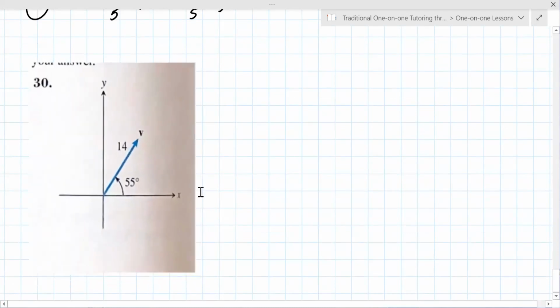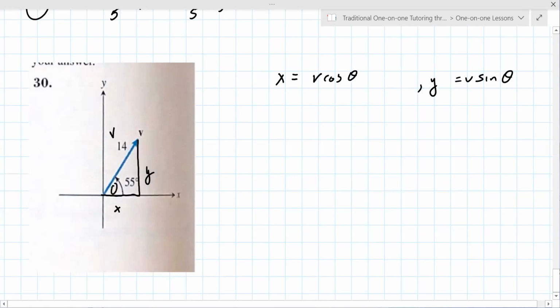Okay, so what they're trying to get you to see here is that there's really a triangle here, and they want the X and the Y. So X is, and it switches to V for the hypotenuse, which you've seen as C, maybe as R. It's V cosine theta, and Y is V sine theta when theta is down here. So the short of it is that X is 14 cosine 55, and Y is 14 sine 55.